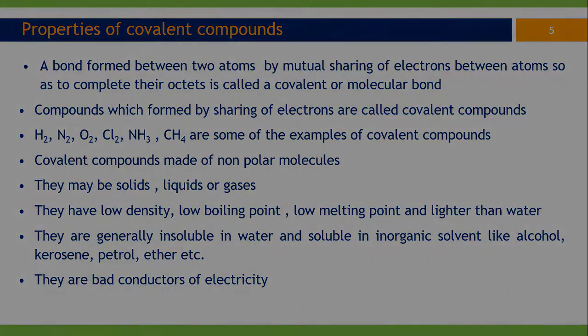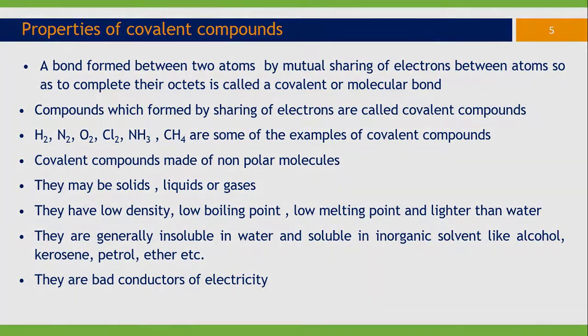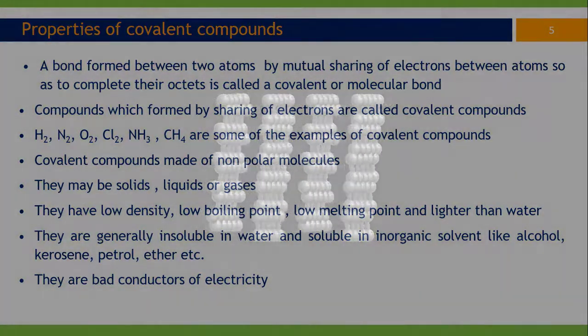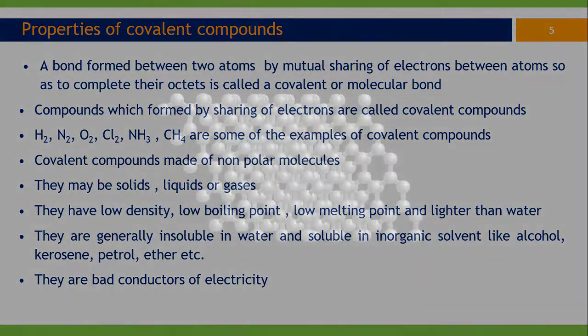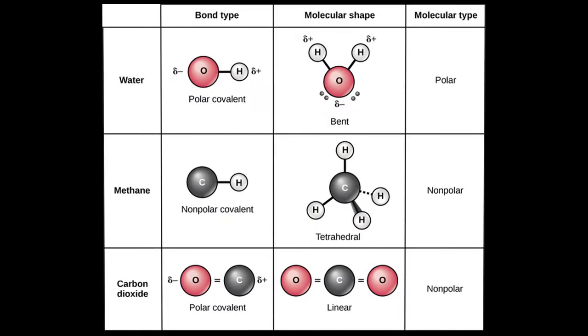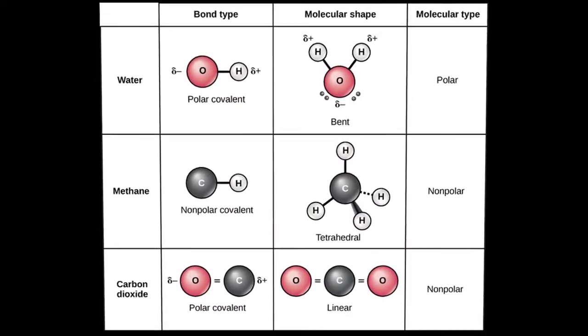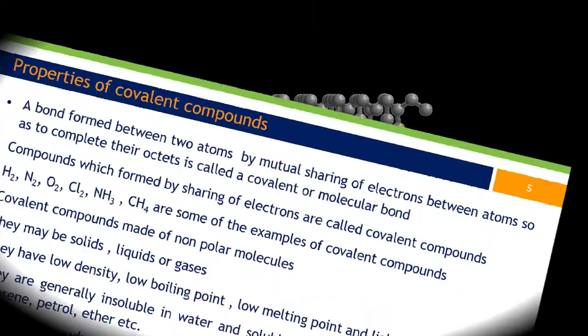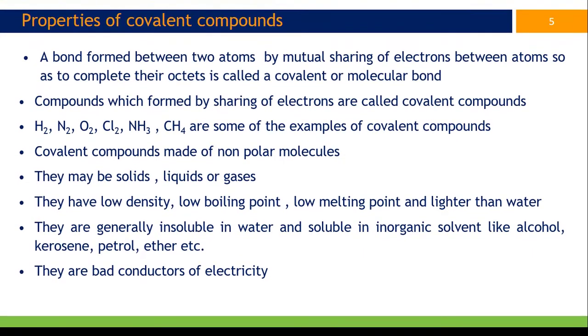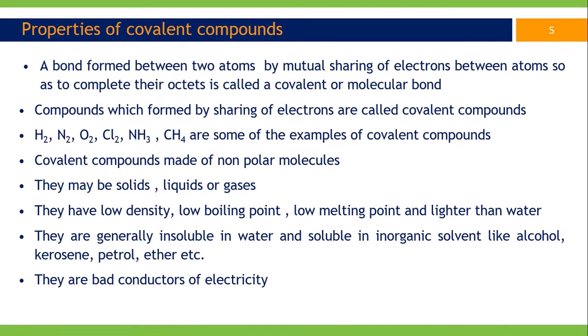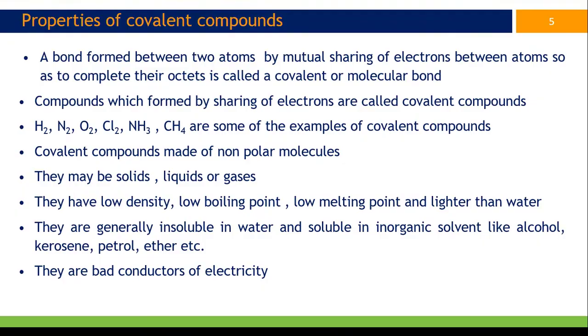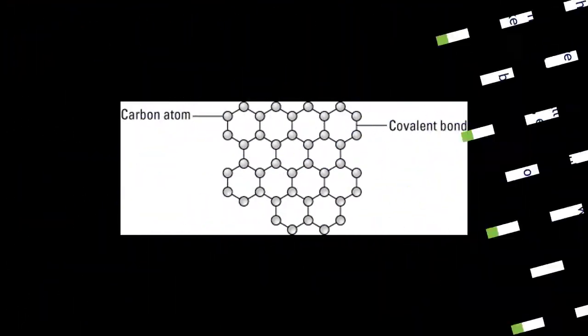Covalent compounds are made of non-polar molecules. They may be solid, liquid or gases. They have low density, low boiling point, low melting point and are lighter than water. They are generally insoluble in water and soluble in organic solvents like alcohol, kerosene, petrol, ether, etc. They are bad conductors of electricity.